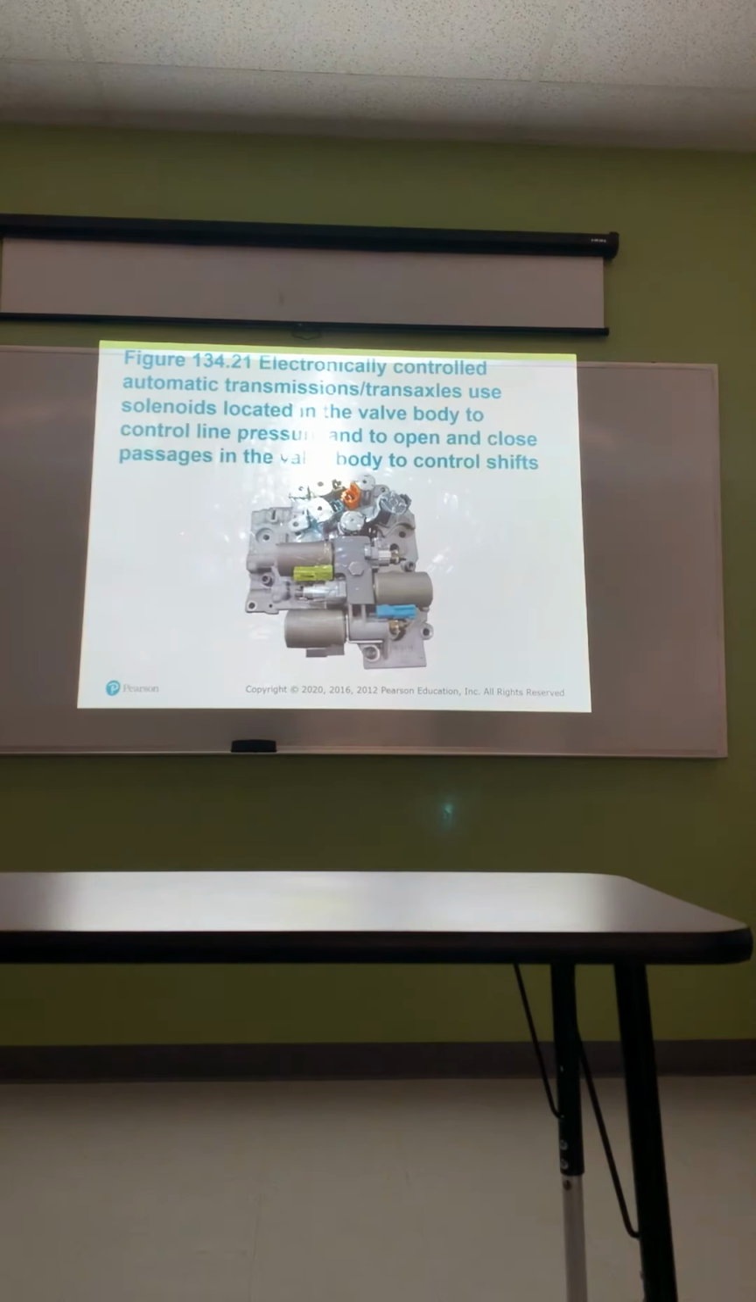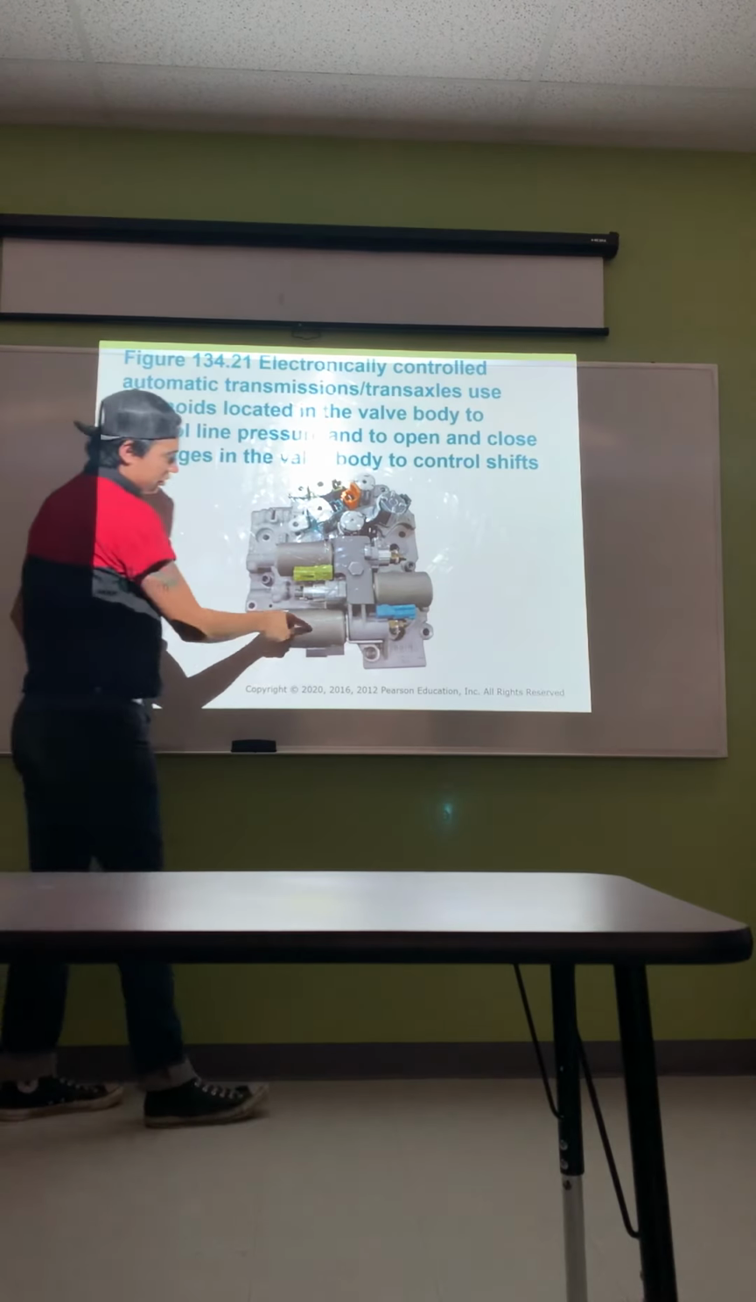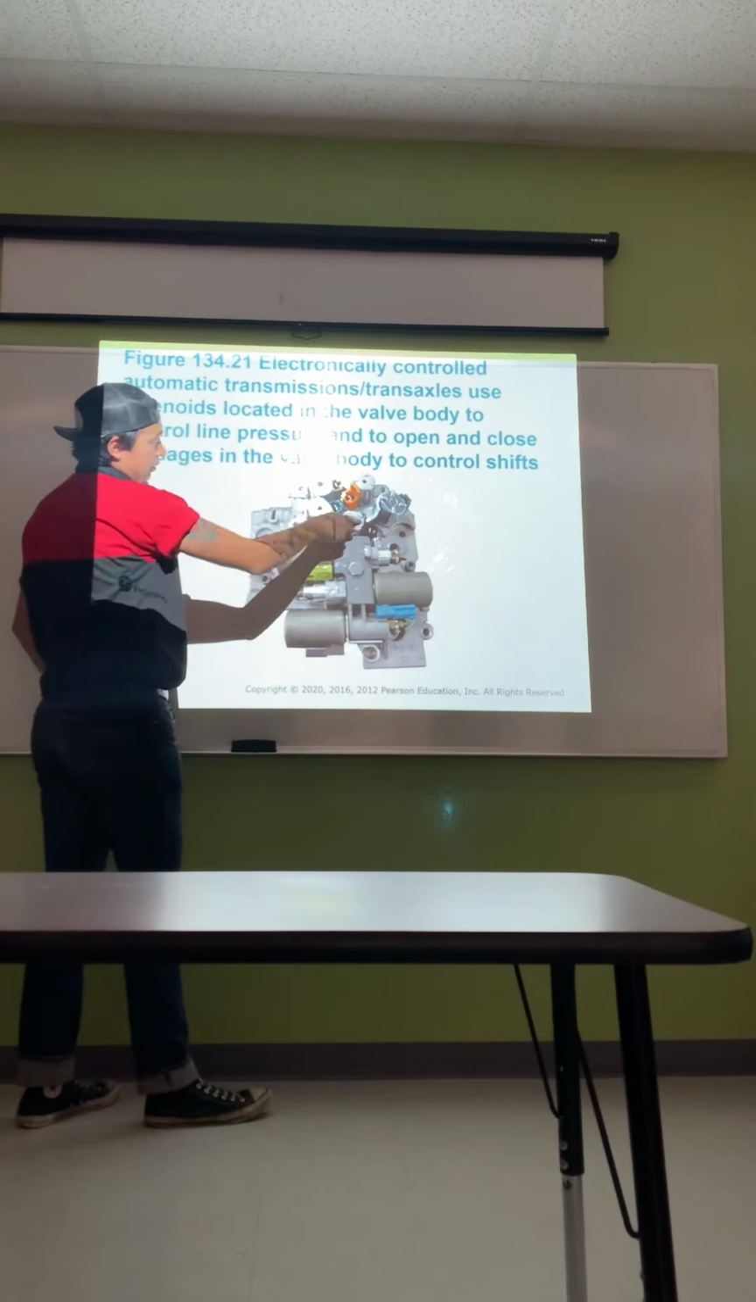Electronic controlled automatic transmissions use solenoids located in the valve body to control line pressure, to open and close passageways in the valve body to control shifts. Each one of these is a shift solenoid, and these ones as well.